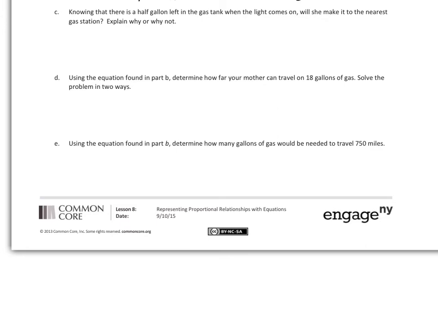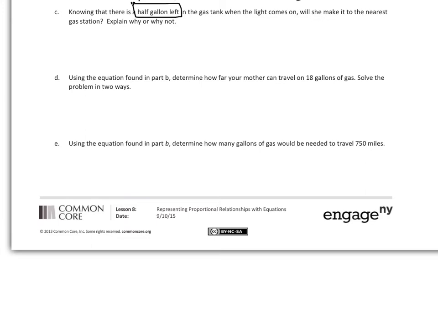Part C is asking us, knowing that there is half a gallon left in the gas tank when the light comes on, will she make it to the nearest gas station? Explain why or why not. We're going to think about this two different ways.